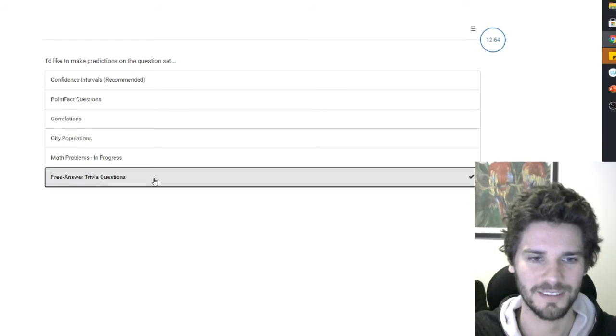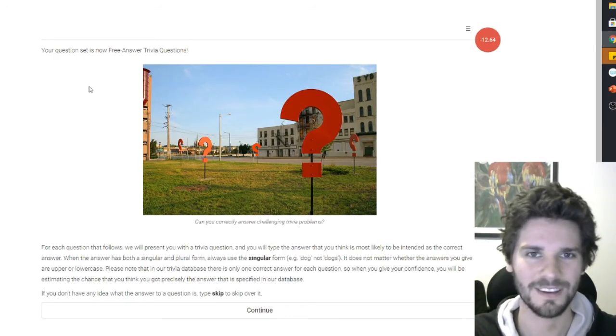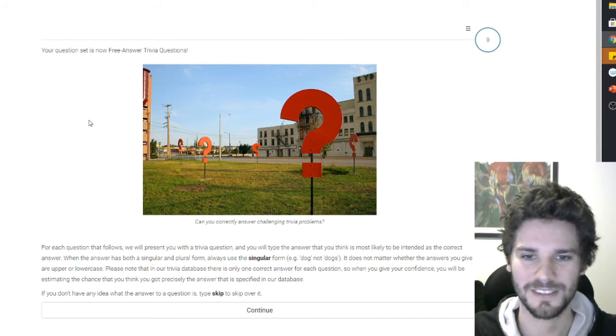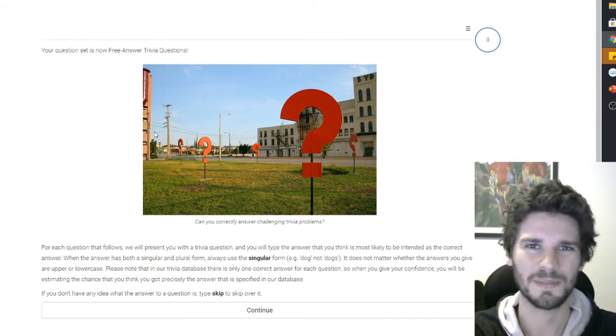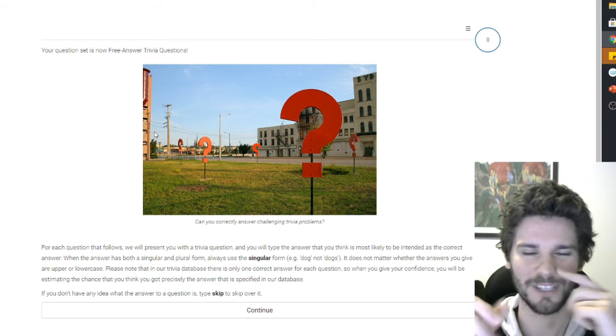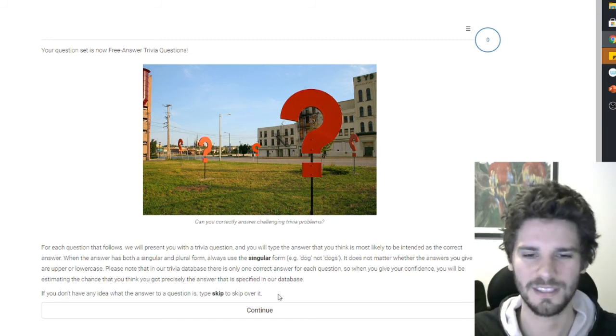And free answer trivia. Okay, so what's going on here? I think basically you just get asked a thing and you have to type an answer and then you have to say how confident you are in the answer. But it's a bit weird because if there's two plausible answers, you have to guess which one the question writer is thinking of. So there's always some uncertainty. I think you get given a certain number of letters though. Anyway, let's see.